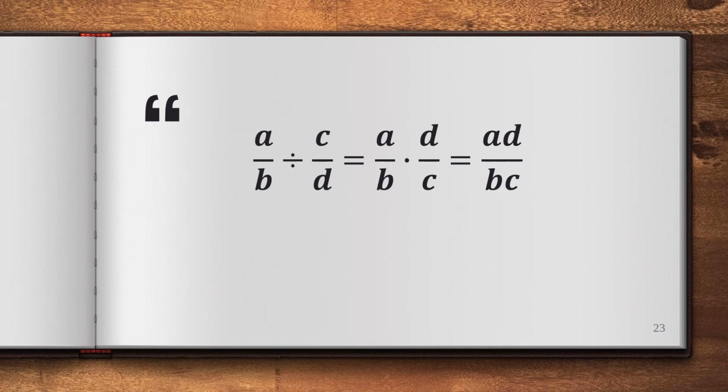So, A over B, in symbols, A over B divided by C over D equals A over B times D over C, which equals AD divided by BC. As you can see from the given, we have A over B, it is just copied here, and then the division symbol is changed into multiplication, and then C over D becomes its reciprocal, D over C. And then we have numerator times numerator and denominator times denominator. We'll just multiply by its reciprocal as always.